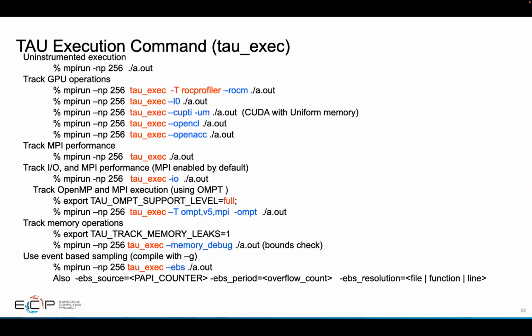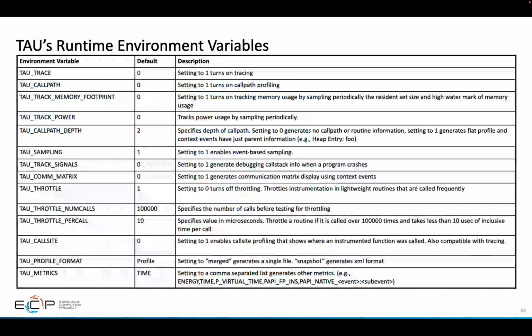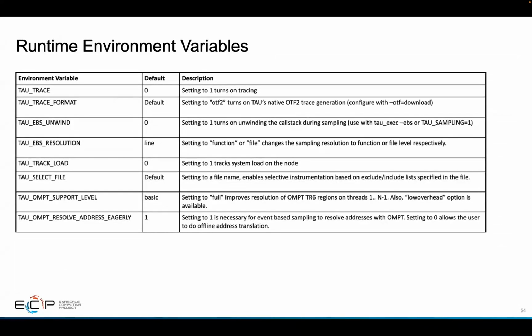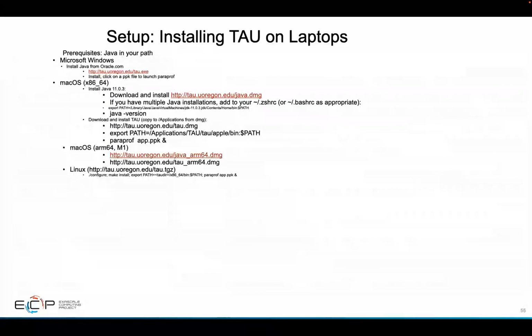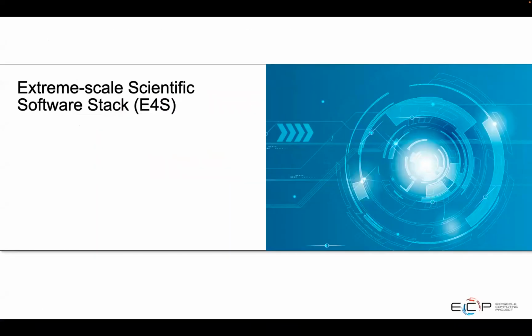So you can enable ROCm or Level Zero or CUPTI or OpenACC or even the OpenMP tools interface, OMPT, like this. And you can set the variables at runtime to change what gets measured through the runtime environment variables. So in case you would like to install it, you can install TAU on your laptop like this, and then you can use it.